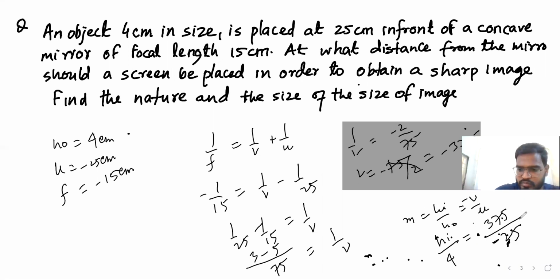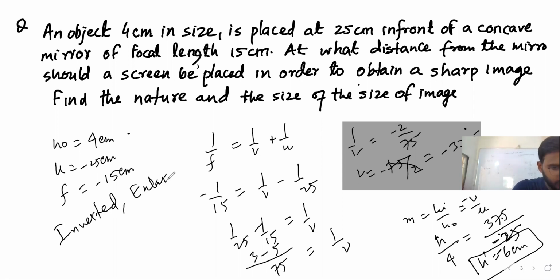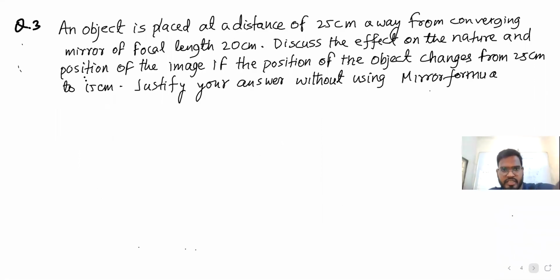Let me erase these dots. So now we can say what here? Minus became plus. Now if you will calculate it, 25 by 37.5, I did the calculation. So it is going to be what? Minus of 6. So the image is going to be what? Inverted and what? Enlarged. Right? So 4 and 6, obviously it is enlarged. So let's see now the next question.